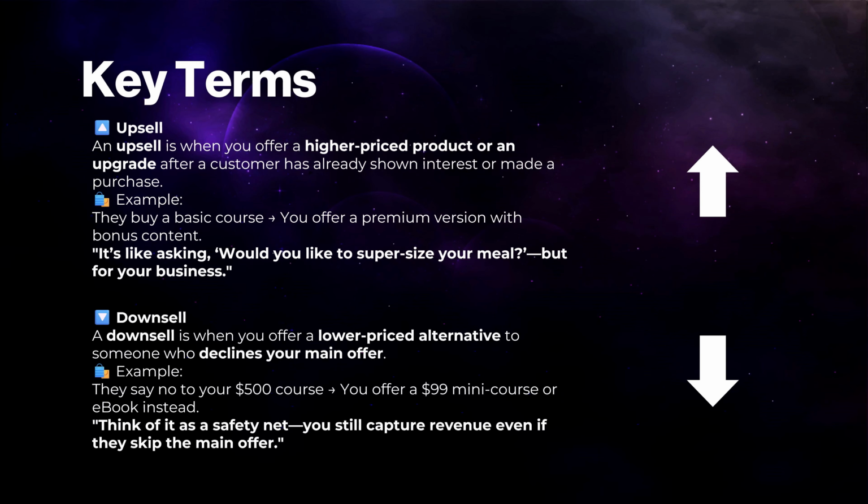The next term is downsell. A downsell is when you offer a lower priced alternative to someone who declines your main offer. For example, if you're trying to sell a $500 course and someone declines the offer, you can offer a $100 mini course or an ebook instead. Think of it as a safety net. You will still capture revenue even if they skip the main offer.